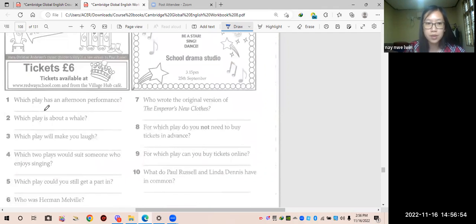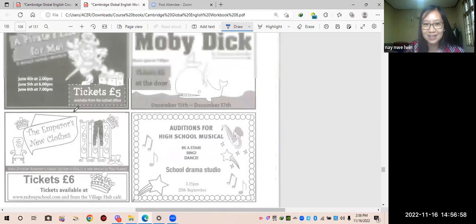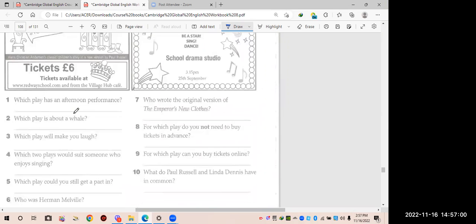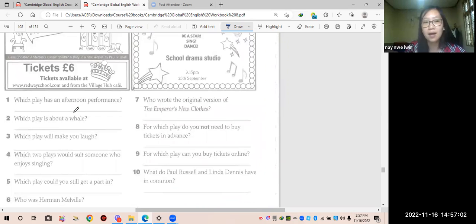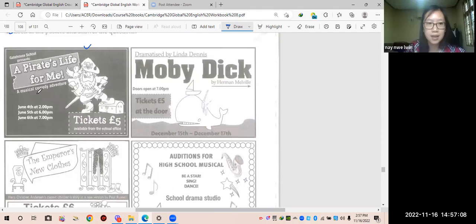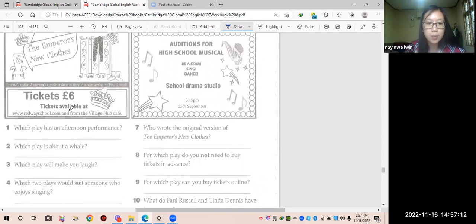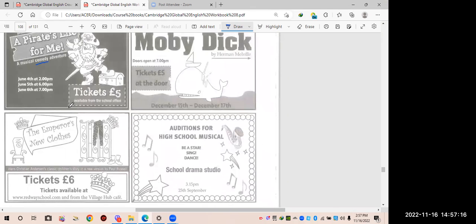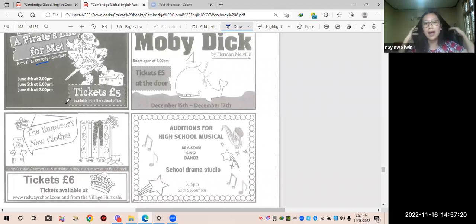Okay, so how about number 2? Which play is about the whales? That is quite obvious. Moby Dick, yes. How about 3? Which play will make you laugh? The pirates, because that is a musical comedy, right? Yes, correct. And number 4, which two plays would suit someone who enjoys singing? High School Musical and the pirates.